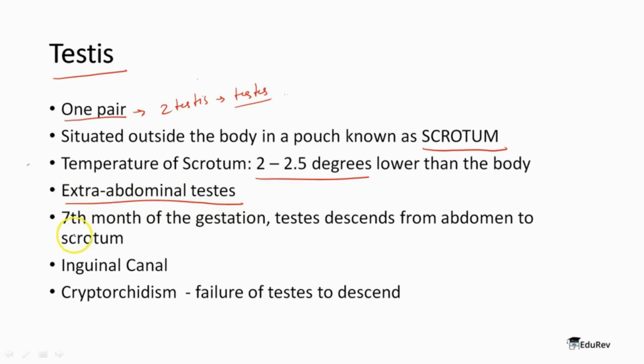Okay. Now, this is not the case in fetal stage of the baby, right? So, at that time, the testes are present inside the abdomen and they descend from the abdomen to the scrotum in the 7th month of gestation period. In the 7th month of gestation period, testes descend from abdomen to scrotum with the help of inguinal canal, right?